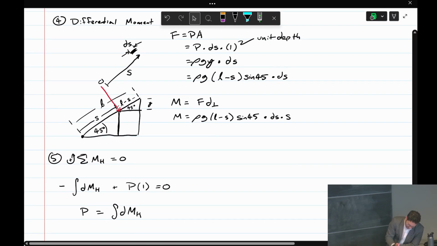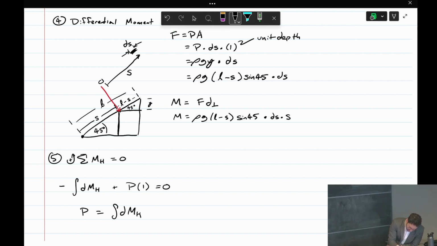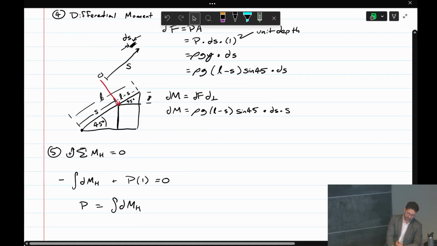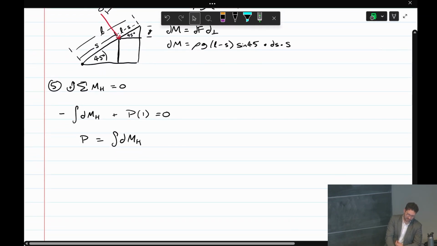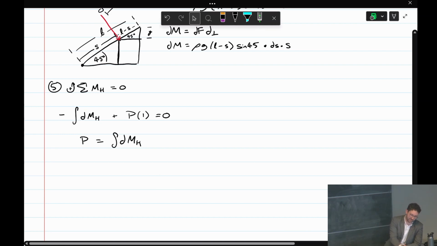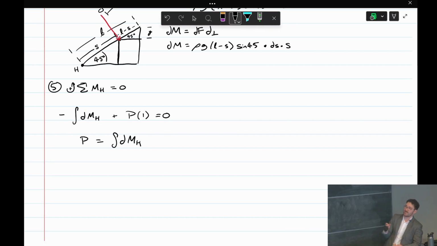In terms of notation, these F's and M's that I used here probably should have been notated as df and dm because they're differential moments, but I didn't want the notation to get too clogged up for you. Yes, Aaron. The H is about the hinge, so I'm calling that hinge H. But it could be hydrostatics too, because that's a hydrostatic moment. Any other questions about this?